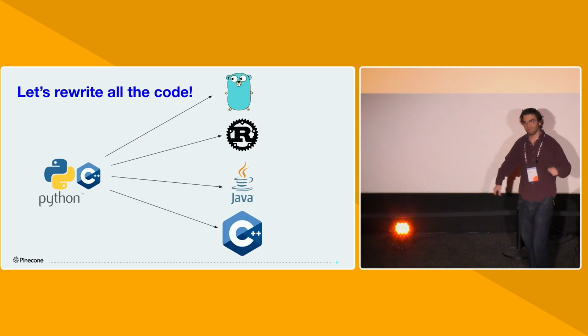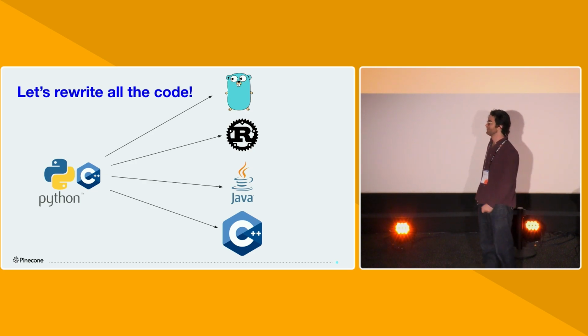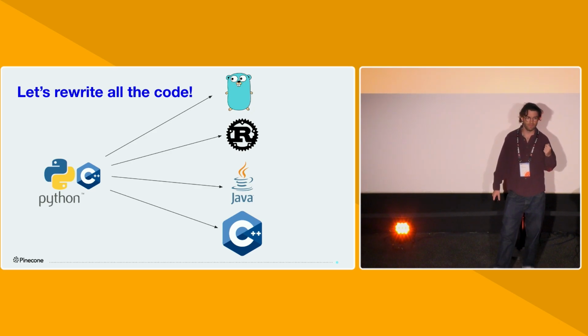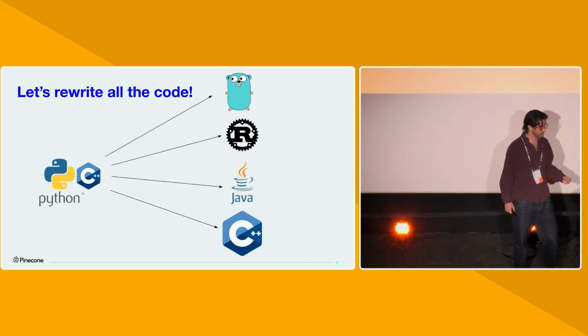So let's rewrite all the code, right? Everyone loves when you rewrite the code. We decided to look at a few different languages. We looked at Go, we looked at Java, as I mentioned, and we looked at just keeping the whole thing in C++, as well as Rust.